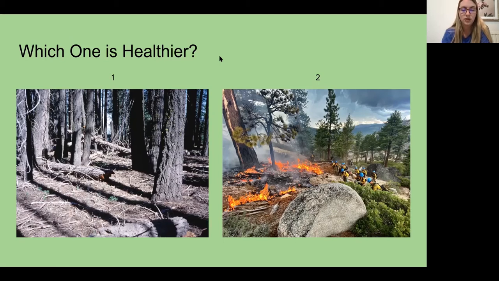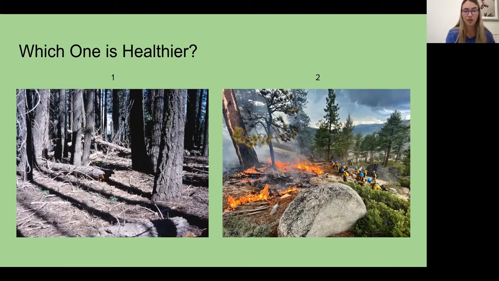So, based on just the observations that I can make and some of the assumptions that I have to make, I would say that photo number 2 represents a healthier forest than photo number 1, because photo number 2 reminds me of the images that we saw for the ecologically managed forests, whereas photo number 1 reminds me of the photos that we saw for the fire suppression forest.